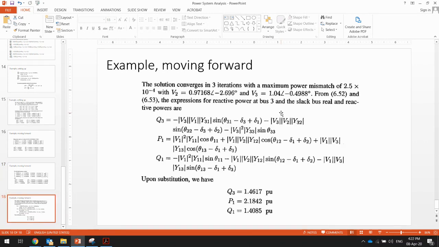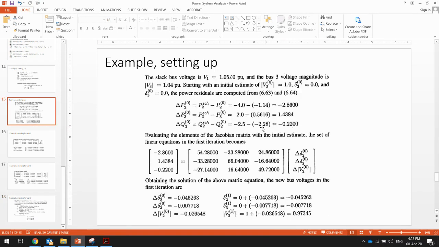And for this equation, for these problems, the solution converges in 3 iterations. So how do we determine the convergence? By determining the mismatch of the power, the mismatch of this power. When the largest mismatch of the power is less than a certain threshold. So this is a mismatch, and this is a mismatch.